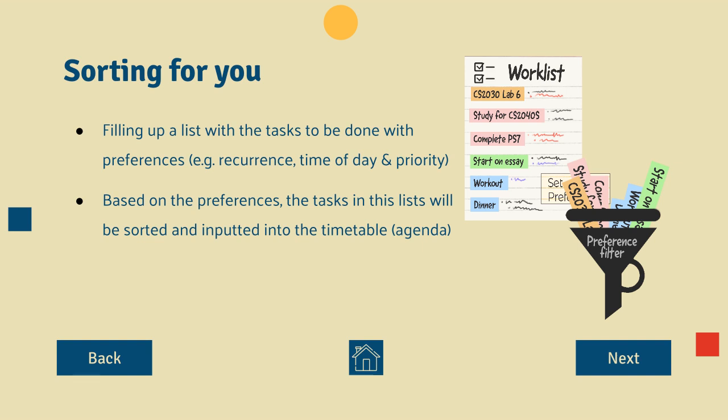You can simply fill in the activities that need to be done in the week into a list, where each activity in the list can be indicated with other additional information, such as your preferences for it. Afterwards, the app will then automatically sort all these activities that we've inputted into the timetable based on availability and the preferences of the activities.